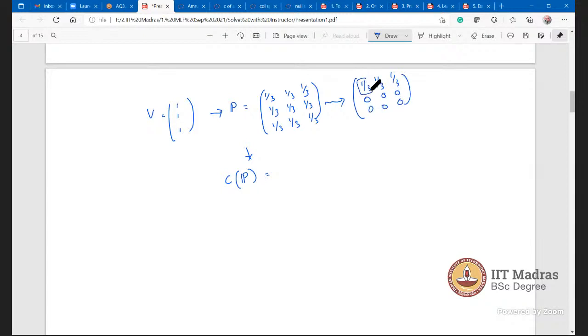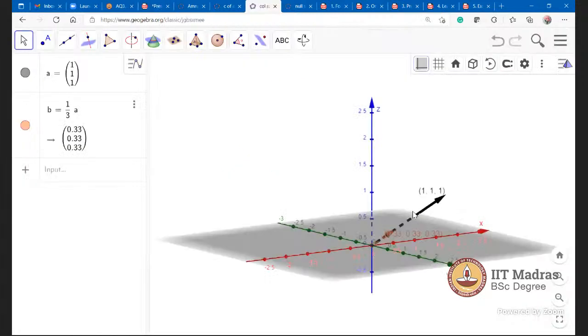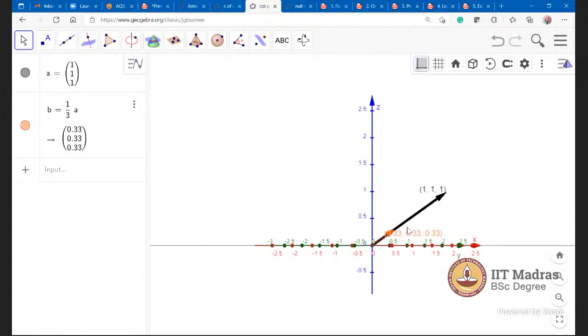So this is your only pivot element, which belongs to the first column. So the column space of this projection matrix is the span of this vector. So this is your column space. When you plot this column space in 3-dimensional space, it is a line. So that is this line. Your column space is (0.33, 0.33, 0.33).